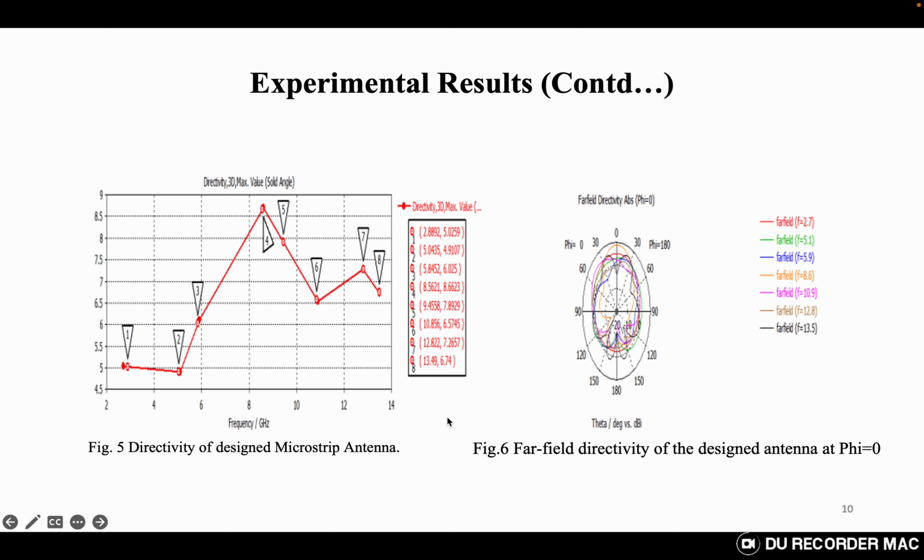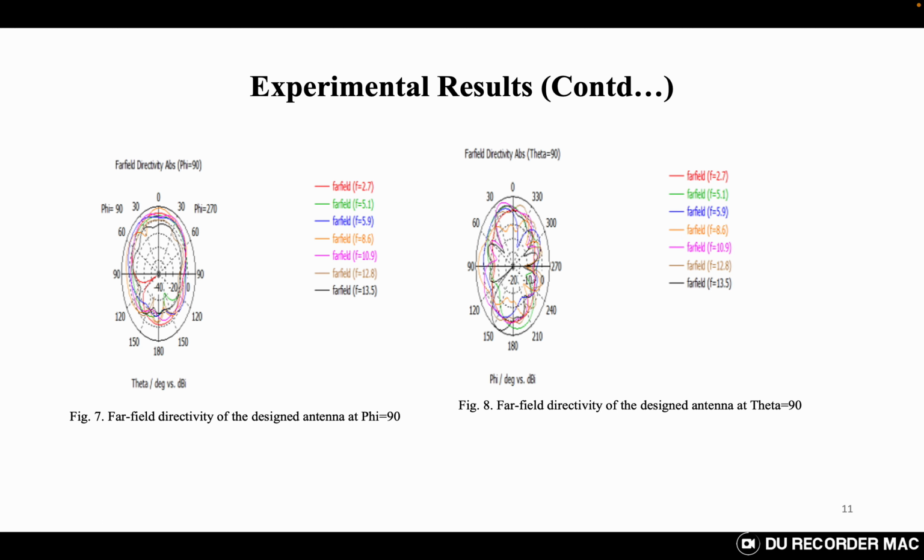These are the experimental results of the directivity of the designed microstrip antenna for the following 8 bands, and this is the far field directivity of the designed antenna for phi equal to 0. These two figures are also for far field directivity of the designed antenna at phi equal to 90 and theta equal to 90.